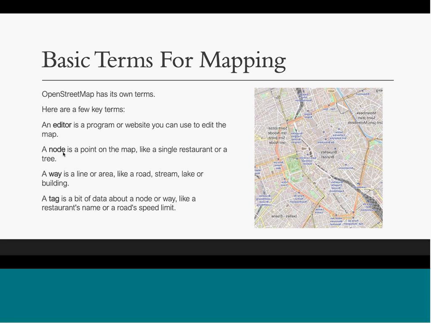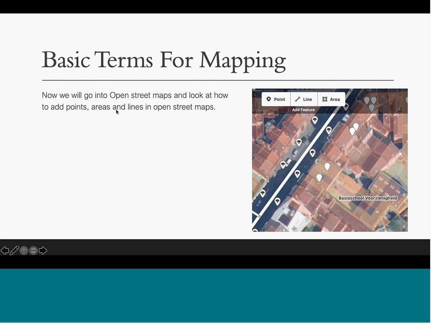A way is a line, so this can be a road, a stream, a lake, a building, a bike lane, a trail. And a tag is a bit of data on the node or area. So it can be a restaurant name or a road speed limit. Now let's go to the next slide.